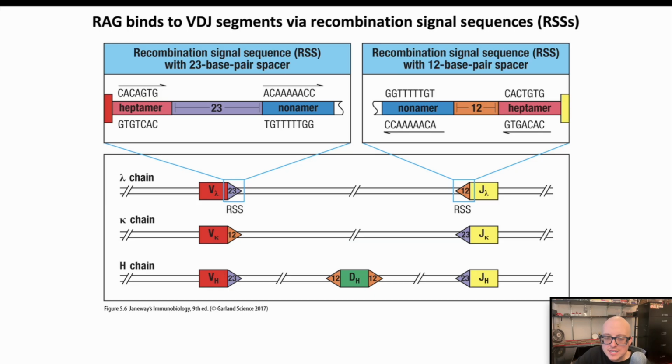So the 23-12 rule is important. It governs which segments can be recombined with which, and it also serves a conformational role in making sure that the shapes line up in a way that's going to facilitate recombination. But assuming that RAG has bound and it's found the sequences that it's looking for in terms of the recombination signal sequences, what happens after that?